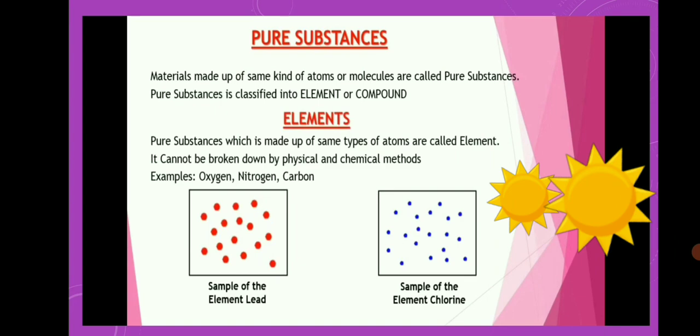A pure substance can be further classified as an element and a compound. An element is a pure substance which is made up of atoms of the same kind. For example, iron is an element which is made up of iron atoms.